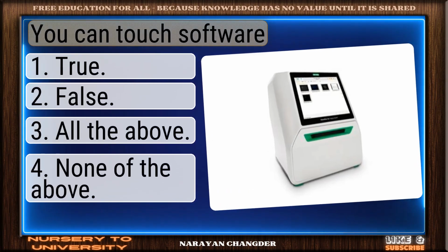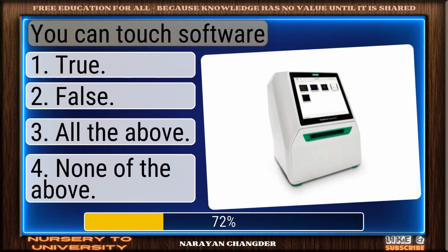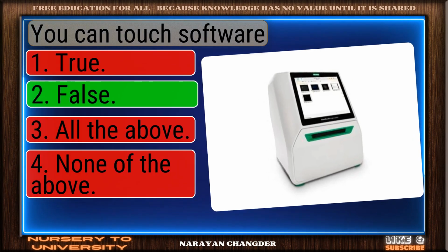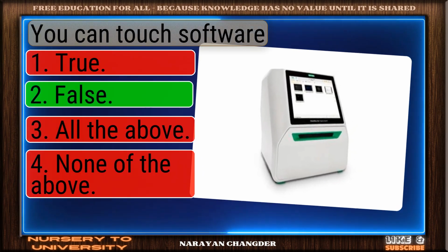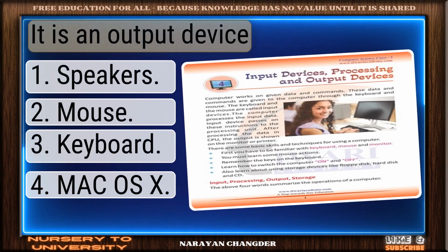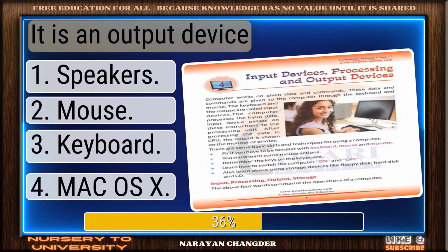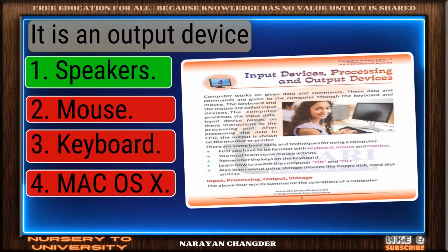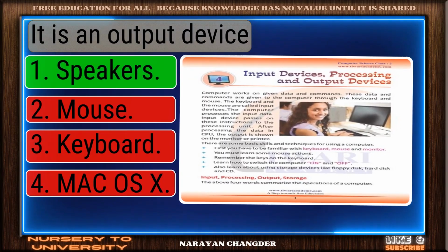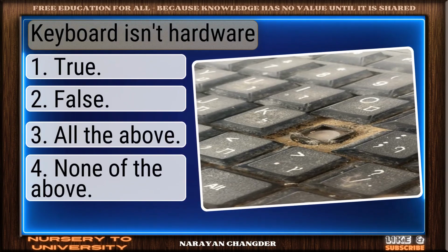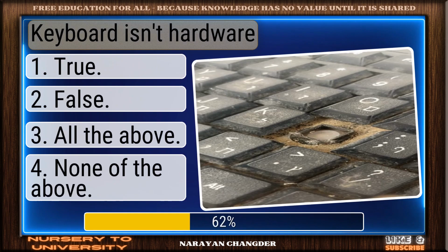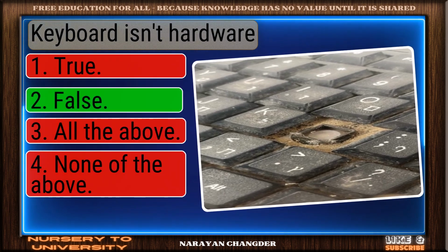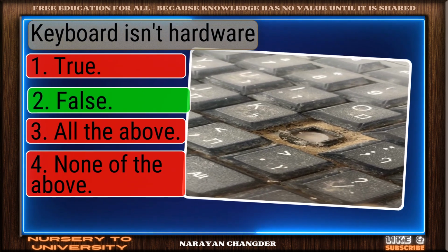You can touch software. Great thinking. False is the right choice. It is an output device. Nicely done. Speakers is a solid answer. Keyboard isn't hardware. Smart pick. False is the correct choice.